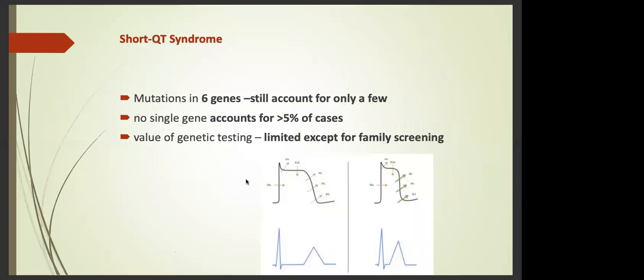Then comes short QT syndrome. Mutations are noted in 6 genes and account for a few cases, not often but definitely some. So far, no single gene has been singled out, and the role of genetic testing for such patients is very limited.